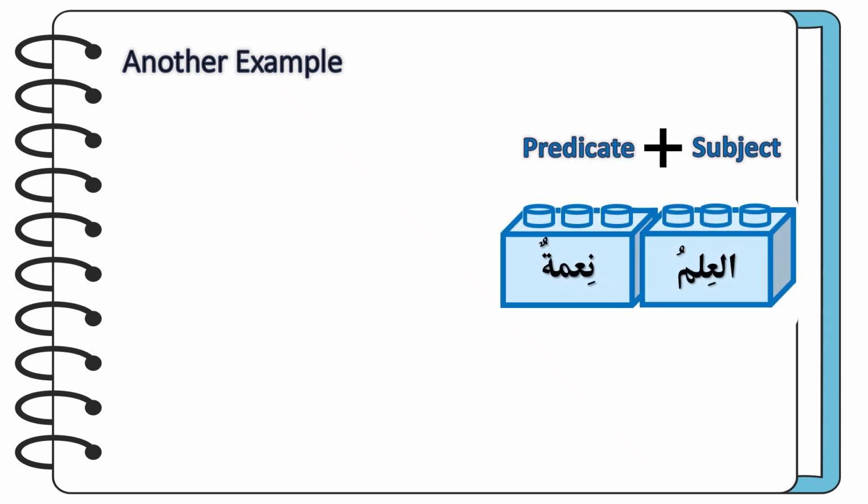Take another example with a subject and a predicate. So this sentence reads العلم نعمة. Knowledge is a blessing. So the relationship between these words is the subject is definite and the predicate is indefinite. And they both have a dhamma in the end, in the nominative case. Here the subject ends with a dhamma and the predicate also is in the nominative case. It ends with a dhamma.